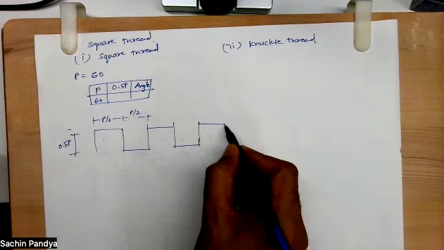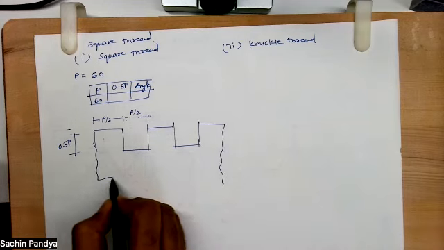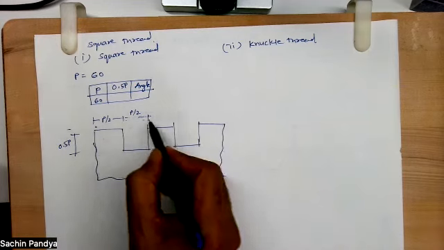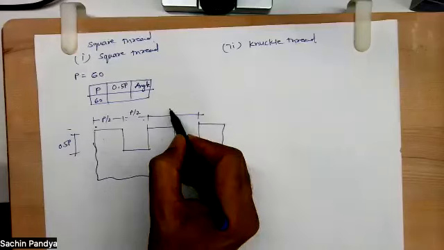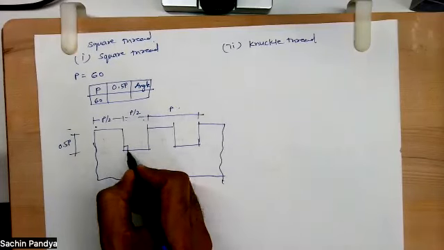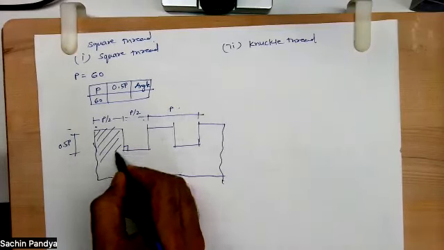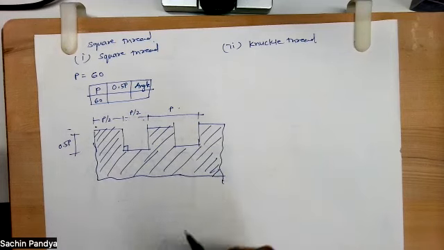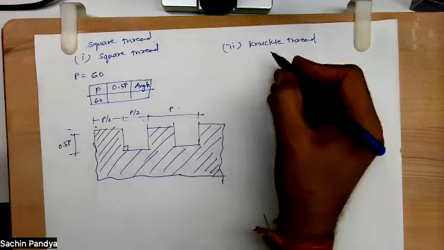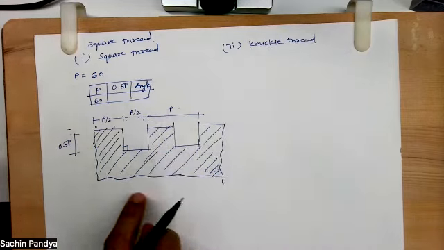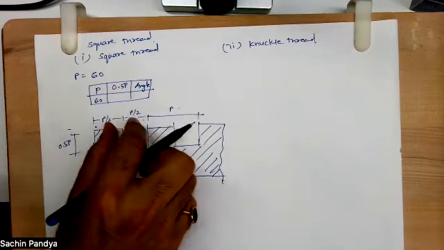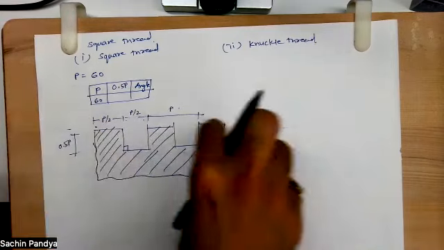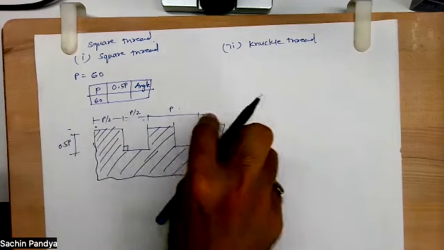This is very simple. Got it? This is P by 2, P by 2. So this is actually the pitch. This angle is 90. And this you hatch. Finish. This is square thread. Got it? So this is very simple. I hope all of you understood this, right? Just take P by 2, P by 2, P by 2. This is 0.5 P. You draw and you draw a square.